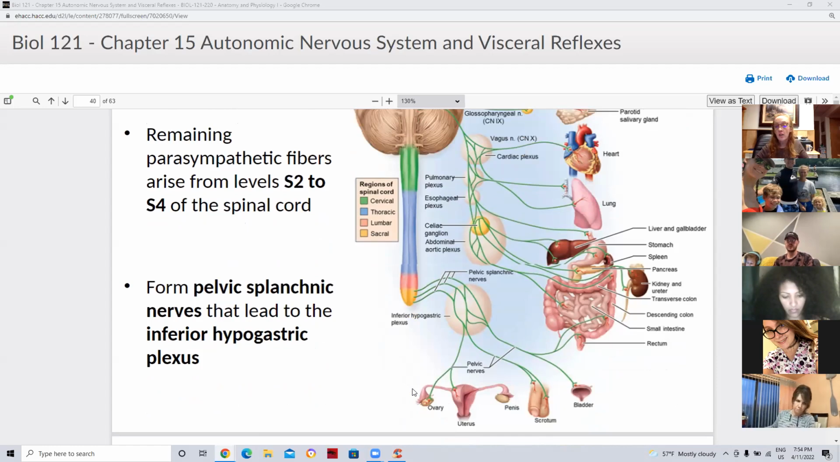The ones that are coming off S2 to S4 are going to form pelvic splanchnic nerves that are going to lead to the inferior hypogastric plexus. Think what hypogastric means, under the stomach. So this would be internal areas that are underneath the stomach. For example, your reproductive organs, your bladder, your rectum.